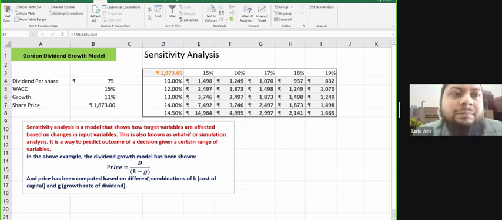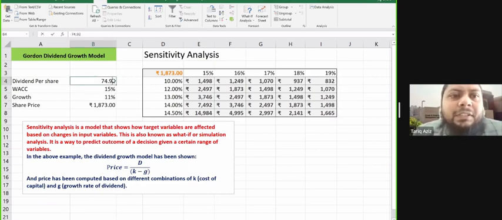Gordon is the name of the person who has given this theory. So as per him, if we divide dividend per share by cost of capital minus growth rate, that will give us a fair estimate of the share price.